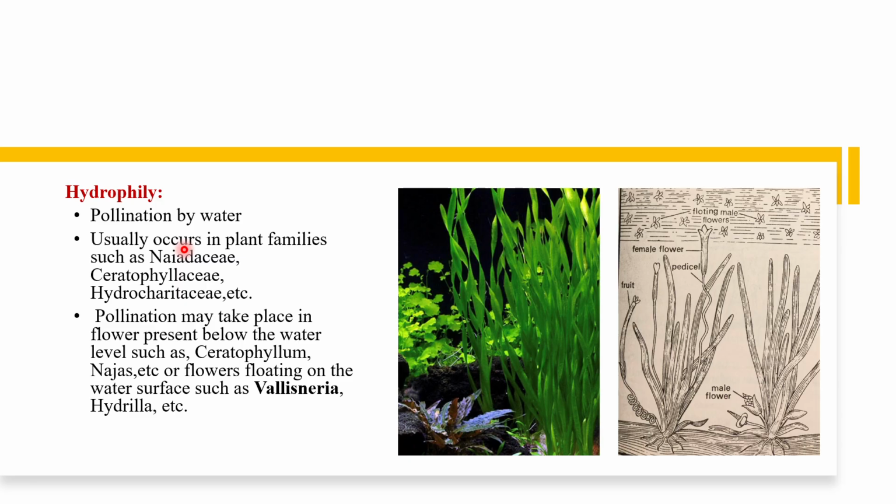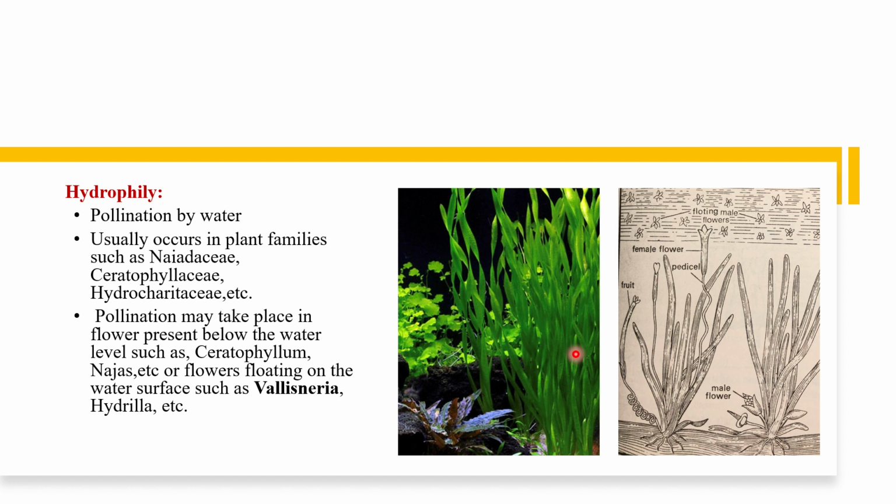Then hydrophily. In hydrophily, the pollination occurs by water. Water is the agent of pollination. It usually occurs in plant families such as Najadaceae, Ceratophyllaceae and Hydrocharitaceae. Here pollination may take place in flowers present below the water level, such as Ceratophyllum, Najas, etc., or in flowers floating on the water surface, such as Vallisneria or Hydrilla.